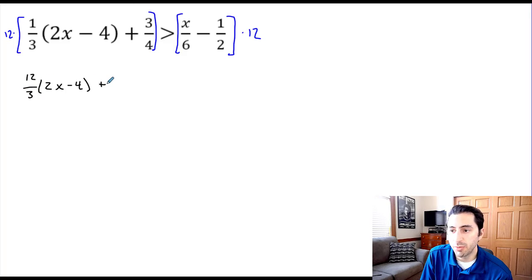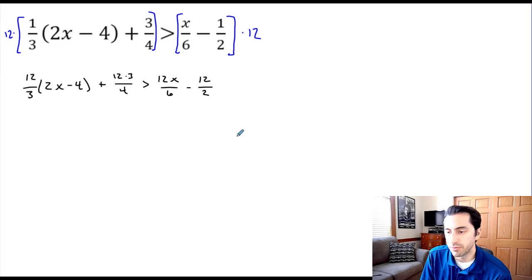And then I'm going to distribute the 12 to 3 over 4. So I'm going to write it like this, 12 times 3 over 4. And that's greater than. And then distributing 12 to both terms on the right-hand side, we get 12x over 6, and then minus 12 over 2. So each of the numerators got multiplied by 12. The reason we picked this common denominator is that now all of these fractions are going to simplify.